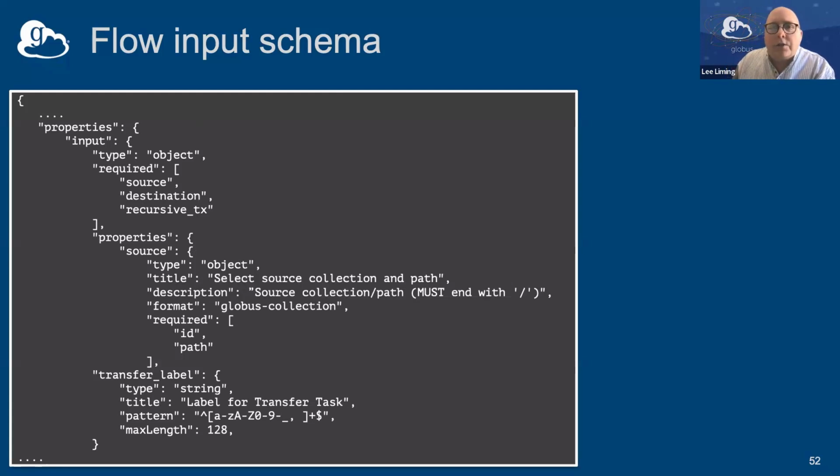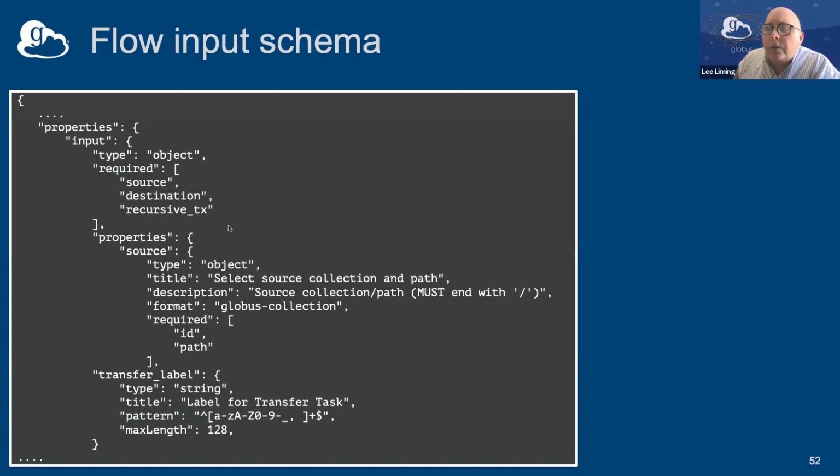So if you say, I need a source collection, it can make sure that it gives the person running the flow the interface for searching and browsing for Globus collections and then browsing the collection and picking the right folder or file or whatever is needed as the input. If you say it's a string and it has to match this particular regular expression, then it'll do that type checking for you before it even launches the flow.